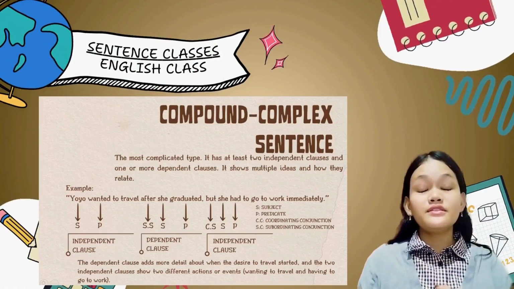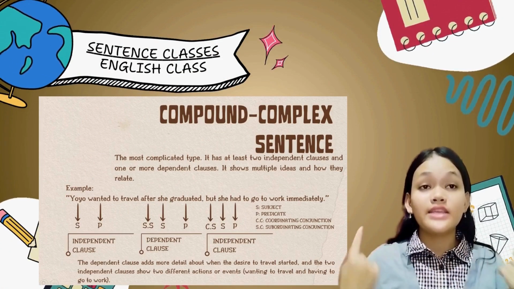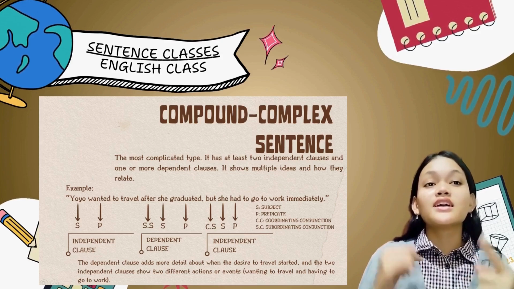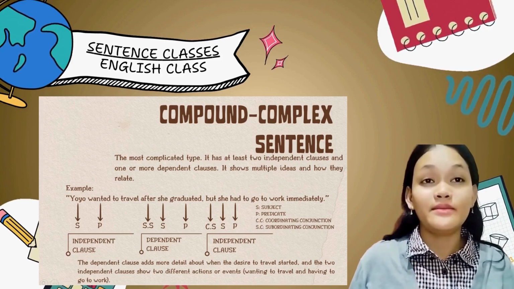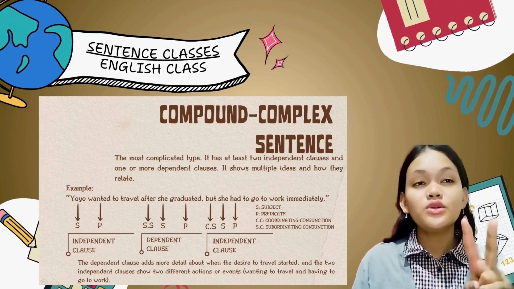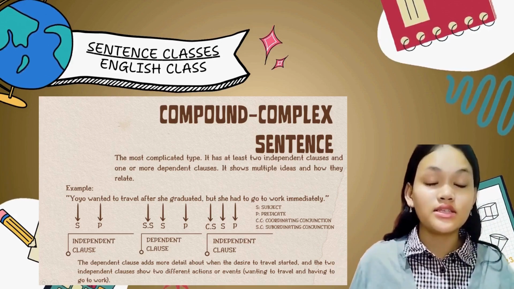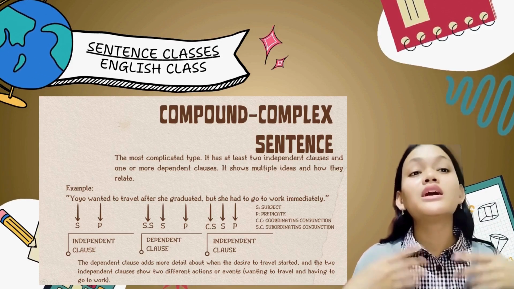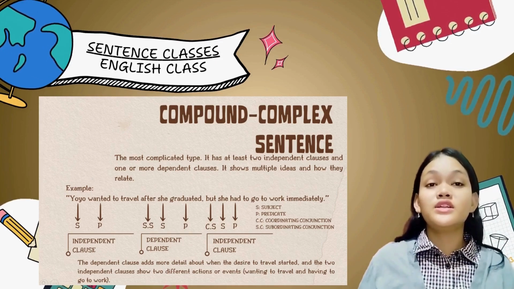So now we have to learn about the last type of sentence, the compound complex sentence. It is the most complicated type. It has at least two independent clauses and one or more dependent clauses. It shows multiple ideas and how they relate. We move to the example.